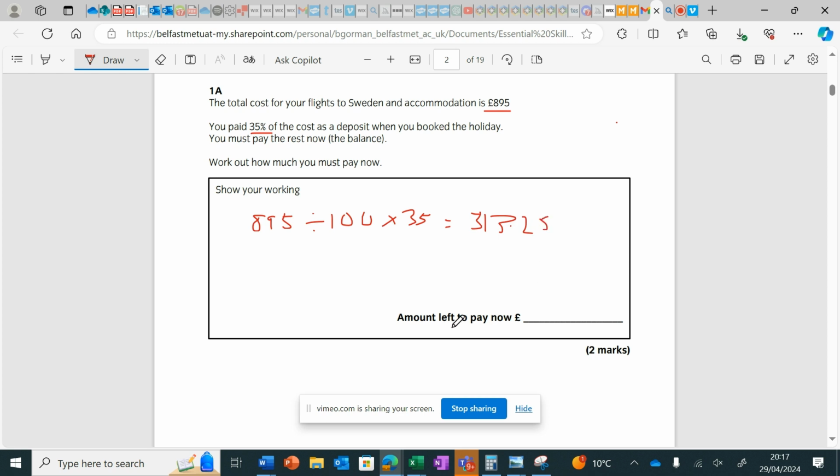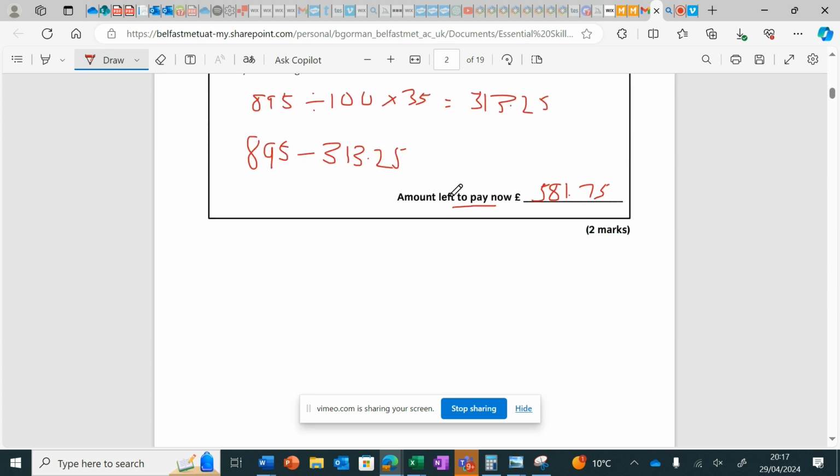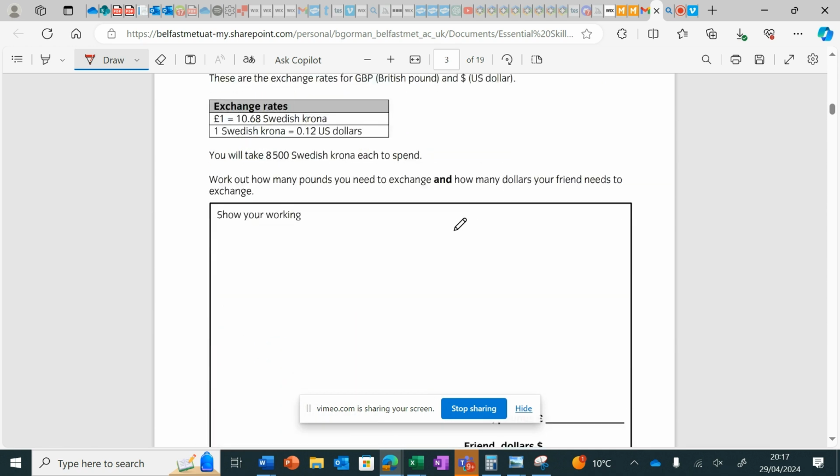And the question says, what's the amount left to pay? Well, the amount left to pay is what you originally should have paid minus the money you've put down as a deposit. So that would leave £581 and 75 pence to pay. So a nice little percentage of amount question, very popular in the exam.